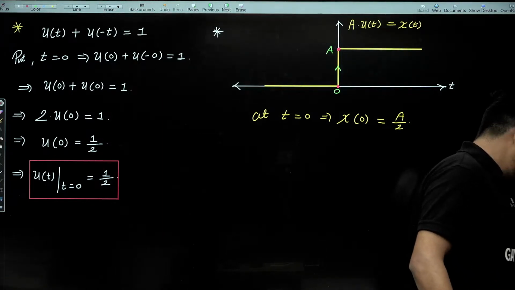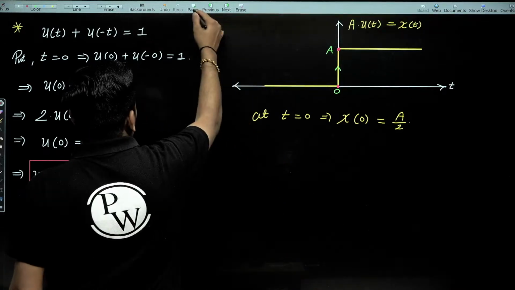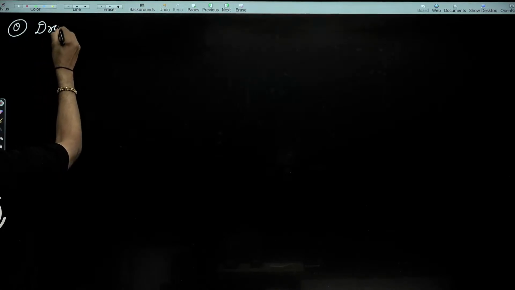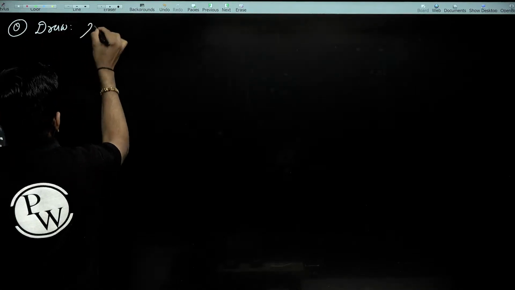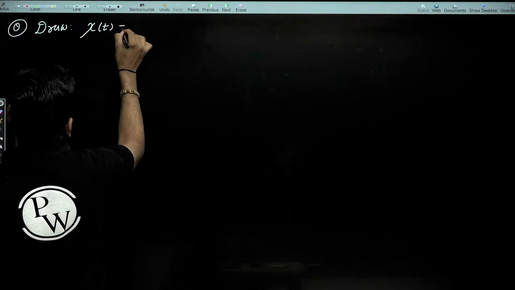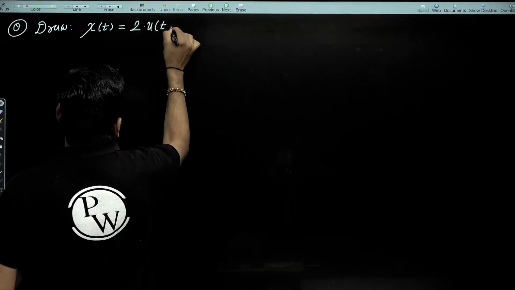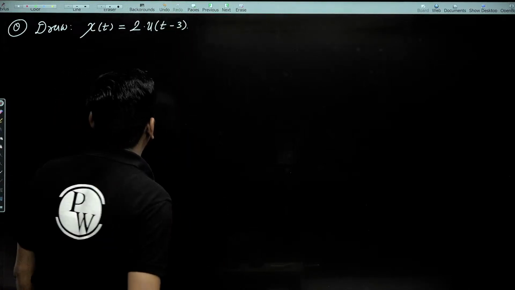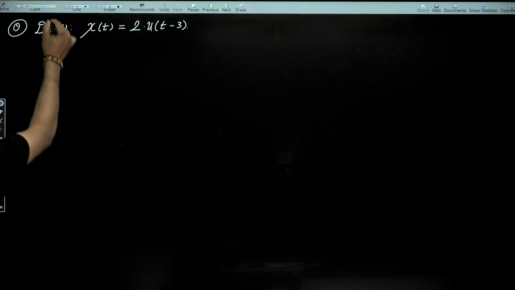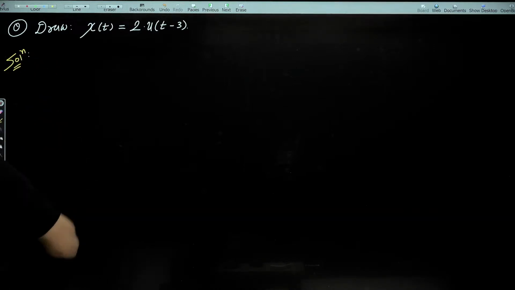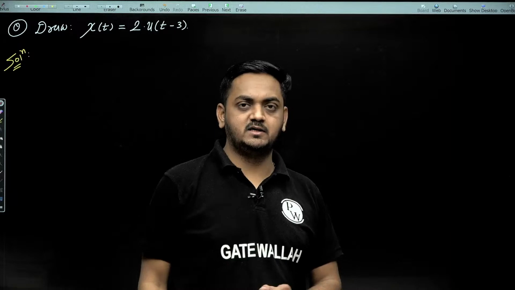Okay. Now next part, guys. Now suppose I am asking to draw one question. Let us now try this one. X of t is equal to 2 into u of t minus 3. How to draw this signal? Graphical representation of this signal.